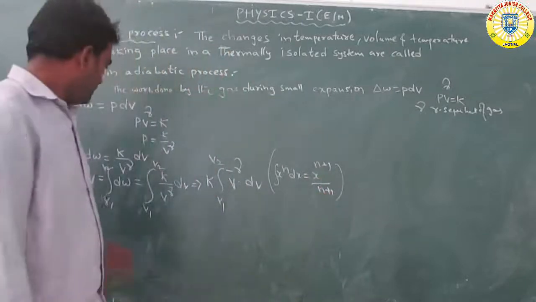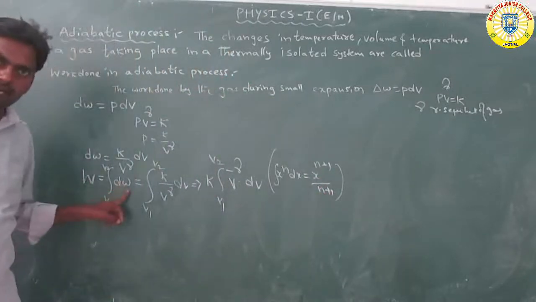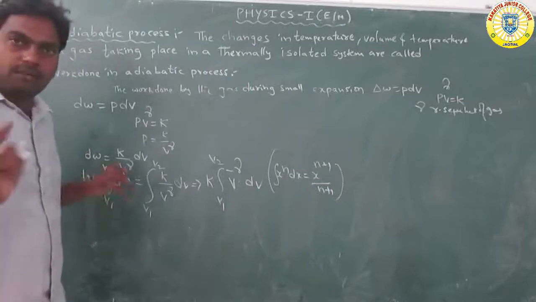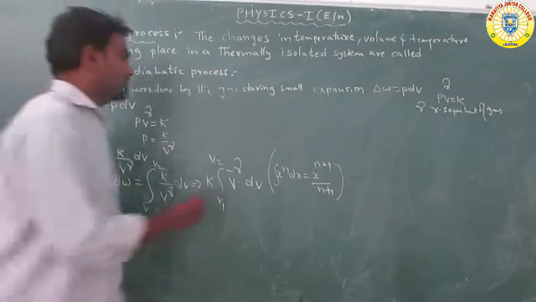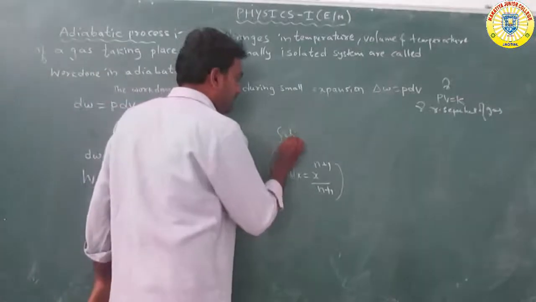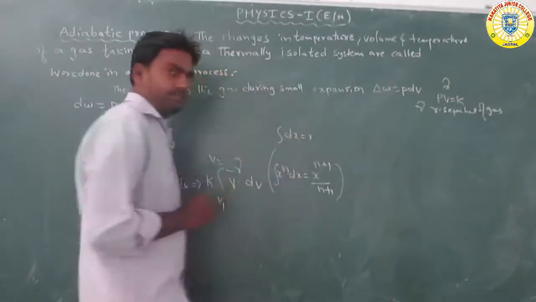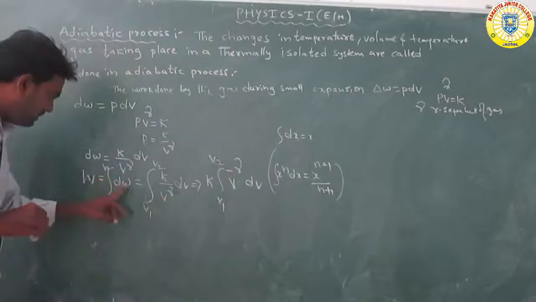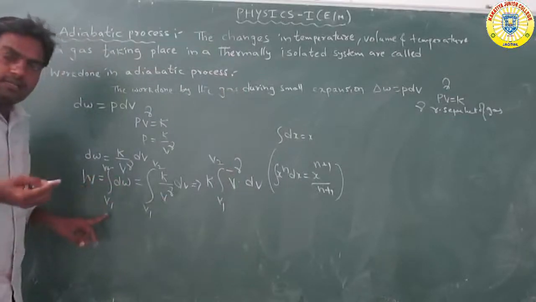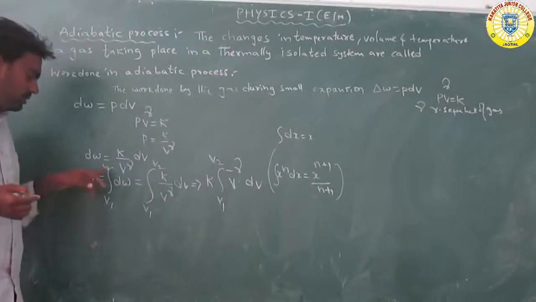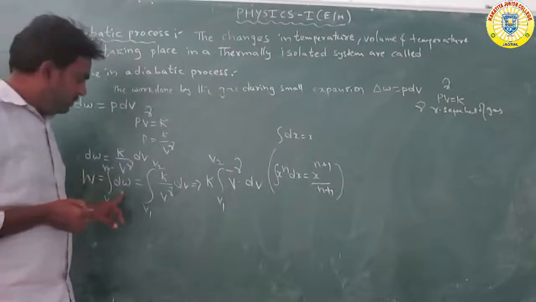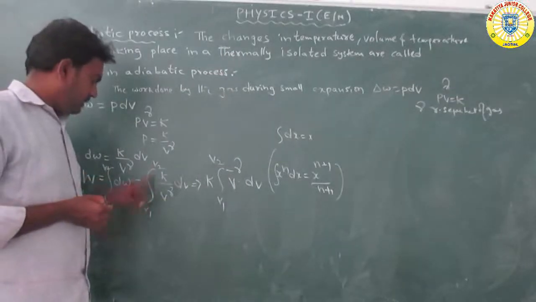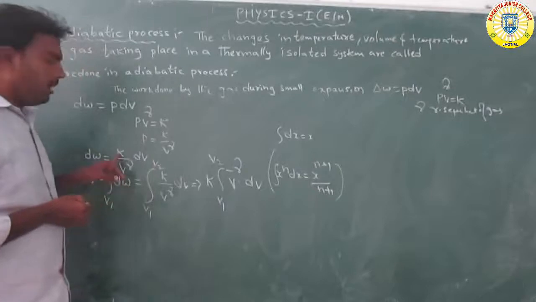We have taken the integration of dw is equal to w, the integration of dx is equal to x. So we can write in a general equation, the integration of dx is equal to x. The integration of dw is equal to w. So the work done is taken with limits from v1 to v2. So the integration from v1 to v2 of dw is equal to, already we know that.